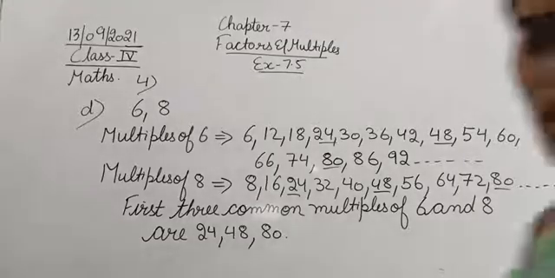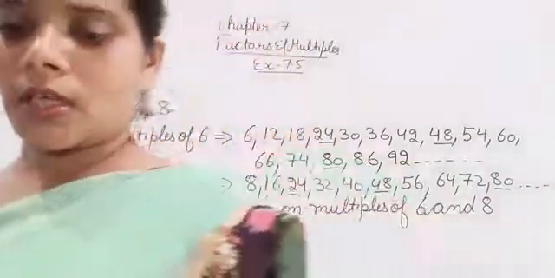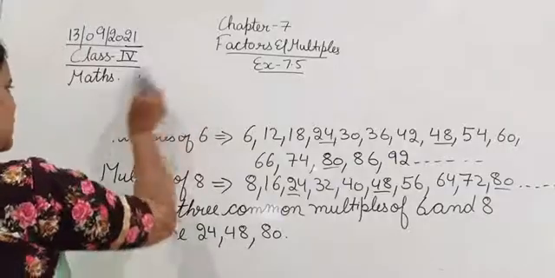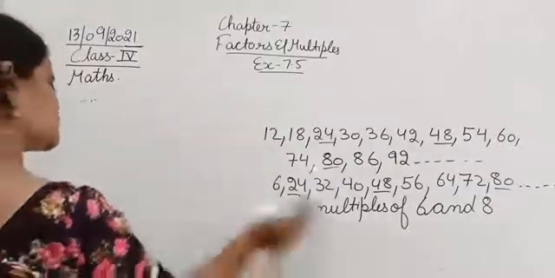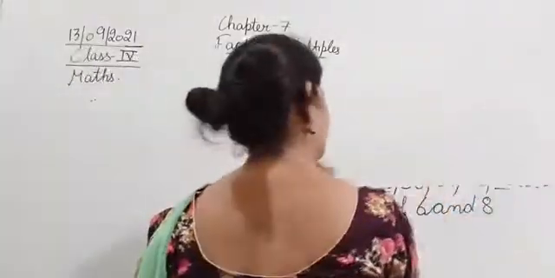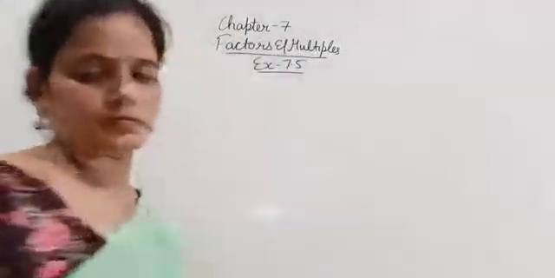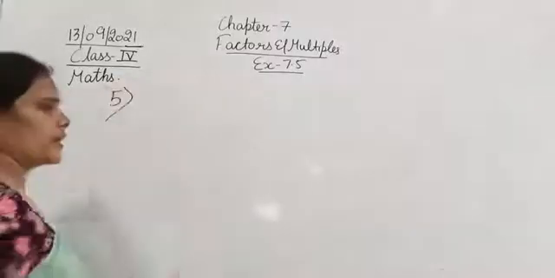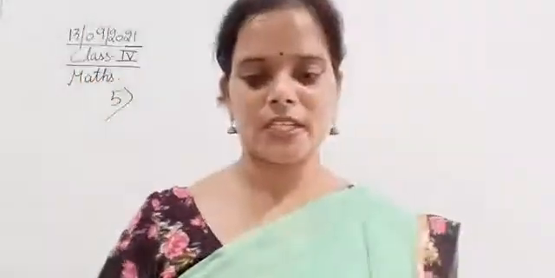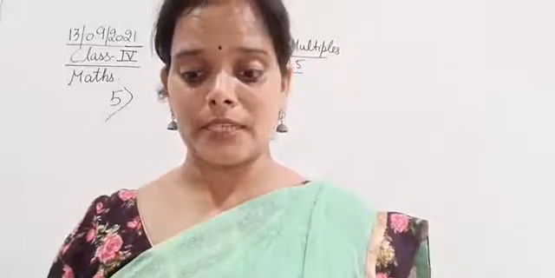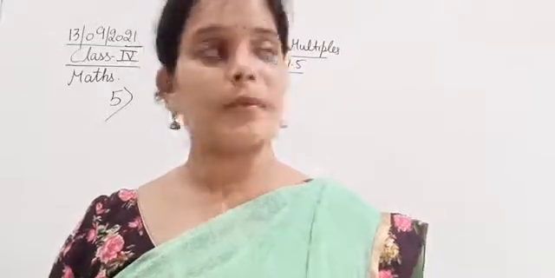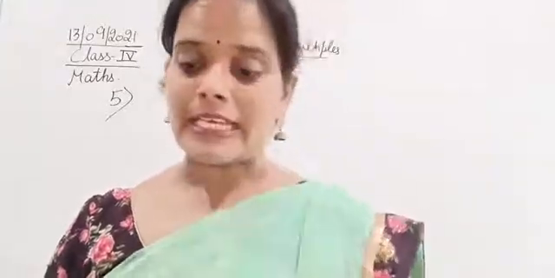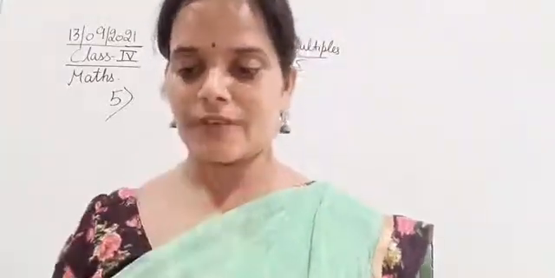Okay, now next question number 5. So let's begin with the next question, that is question number 5. The question is, find the common multiples and hence the least common multiple. So that means we have to find the common multiples and least common multiples of the following.